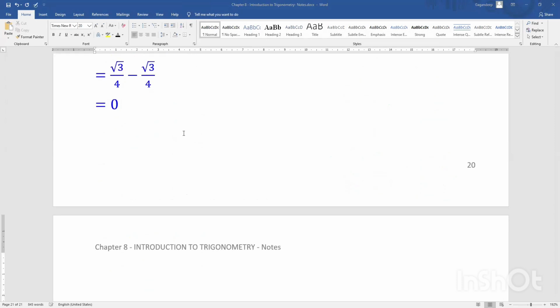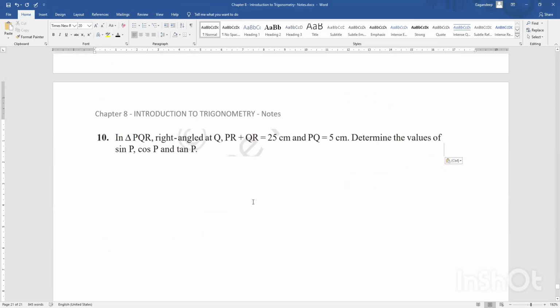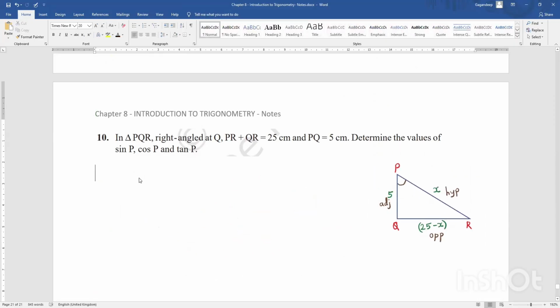So I have the question as in triangle PQR, right triangle at Q, PR plus QR equals 25 centimeter and PQ equals 5 centimeter. Determine the value of sine P, cos P and tan P. Okay. So now for this, I'm going to take a figure for this. So let us write given, what is given? PQ equals 5 centimeter.